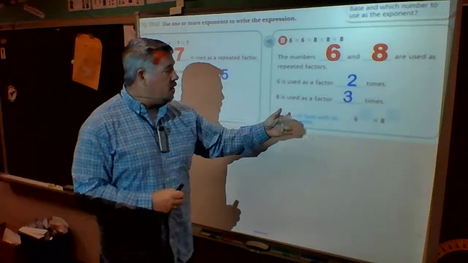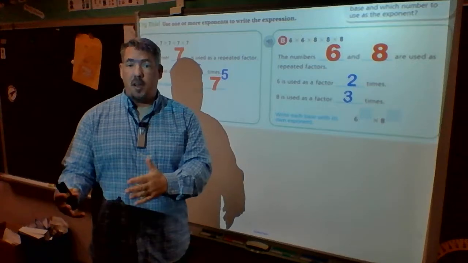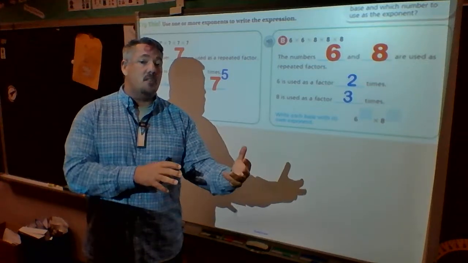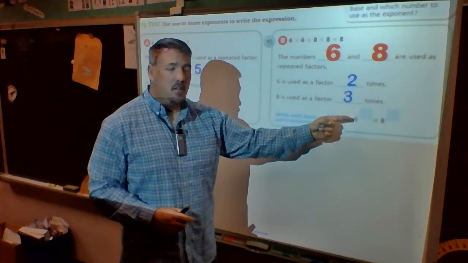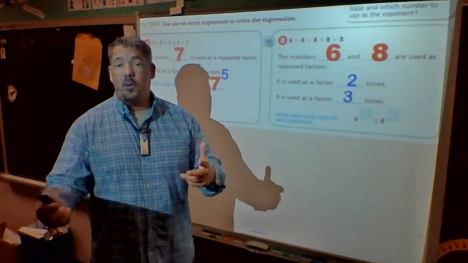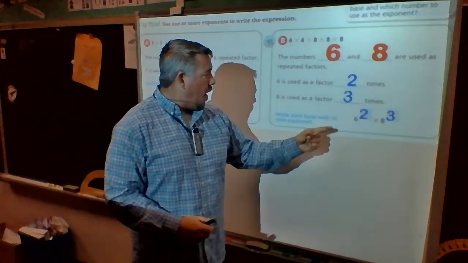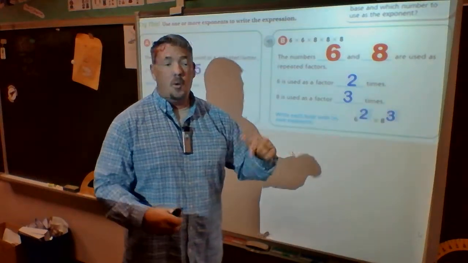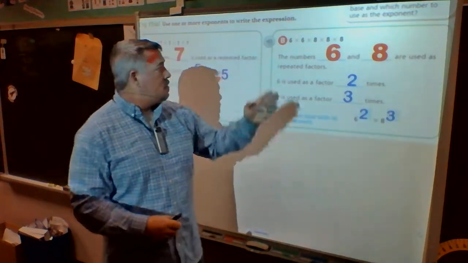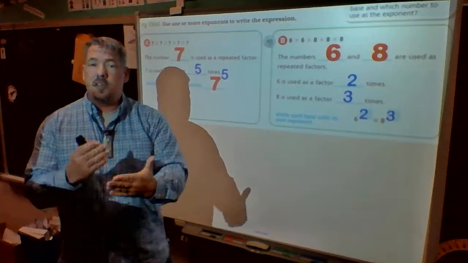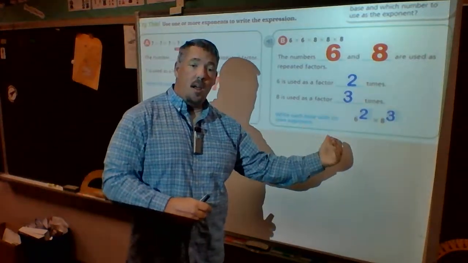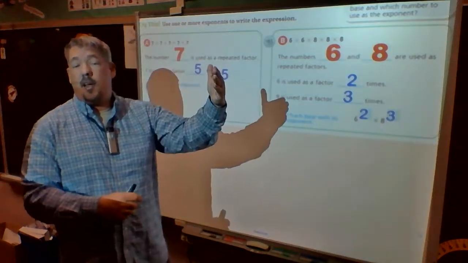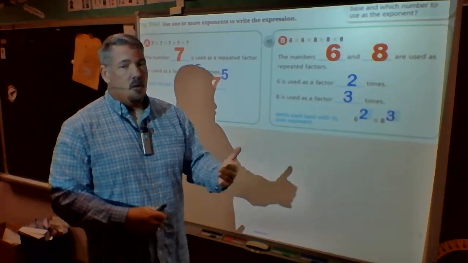So as I'm doing it, I know that I'm going to write my expression. Once again, a math problem without an answer and an equal sign. 6, how many times is its exponent? To the 2nd power, or we could say squared. And 3, or cubed, for my 8. So this math problem, 6 times 6 times 8 times 8 times 8, is written as 6 squared times 8 cubed, or 6 to the 2nd power times 8 to the third power.